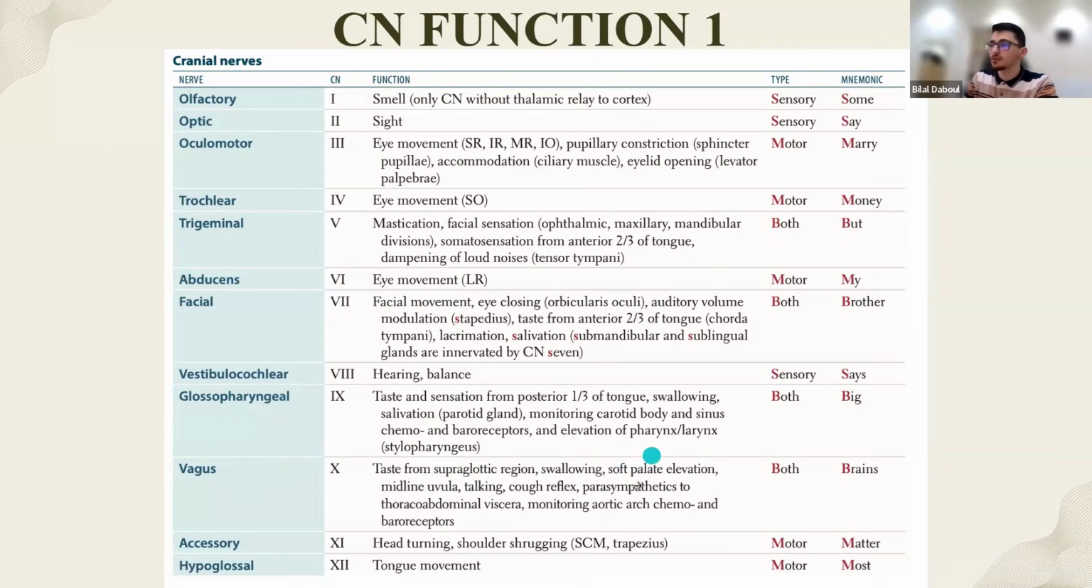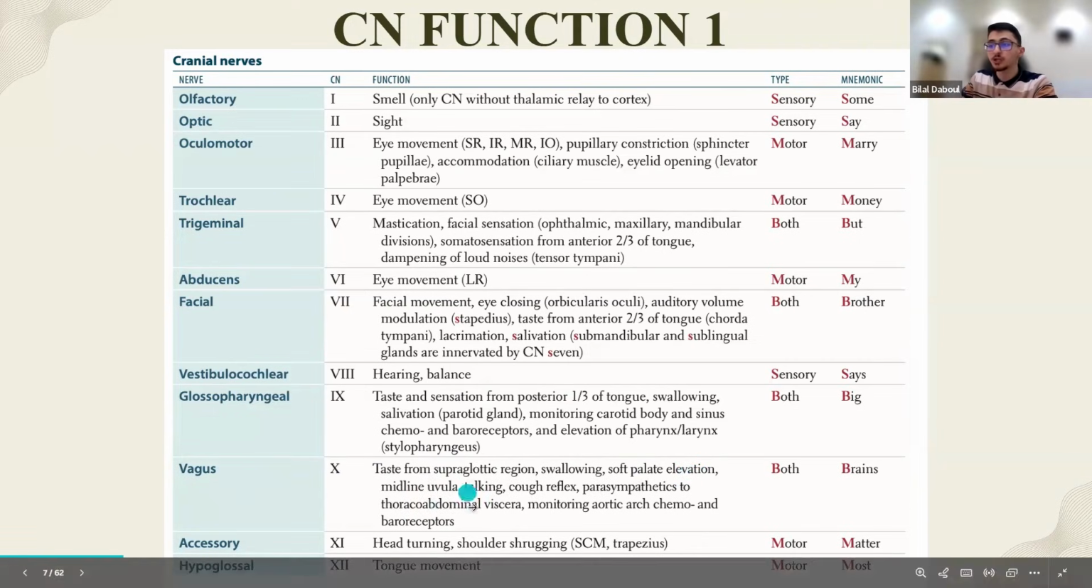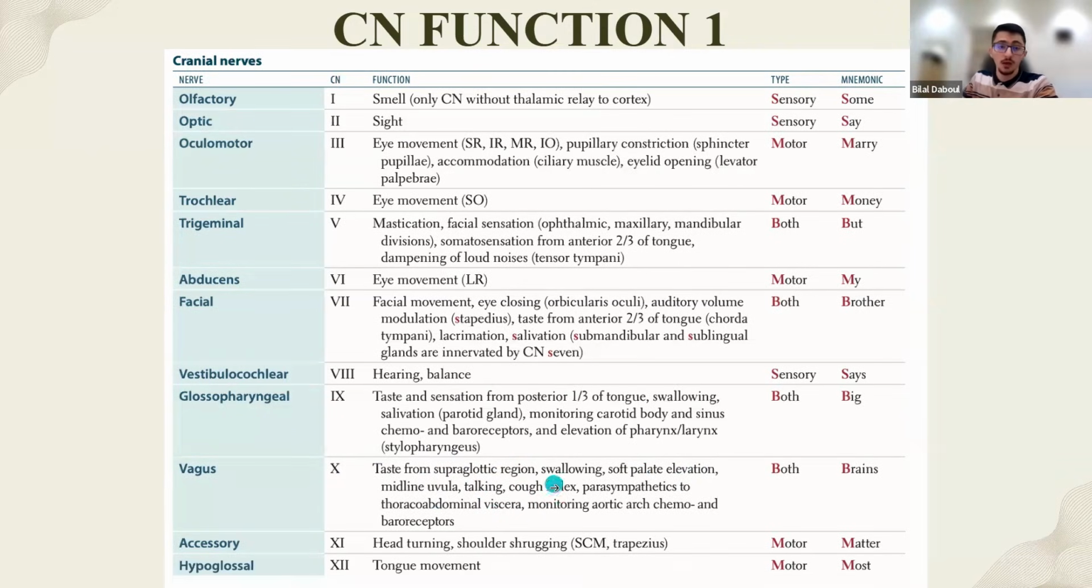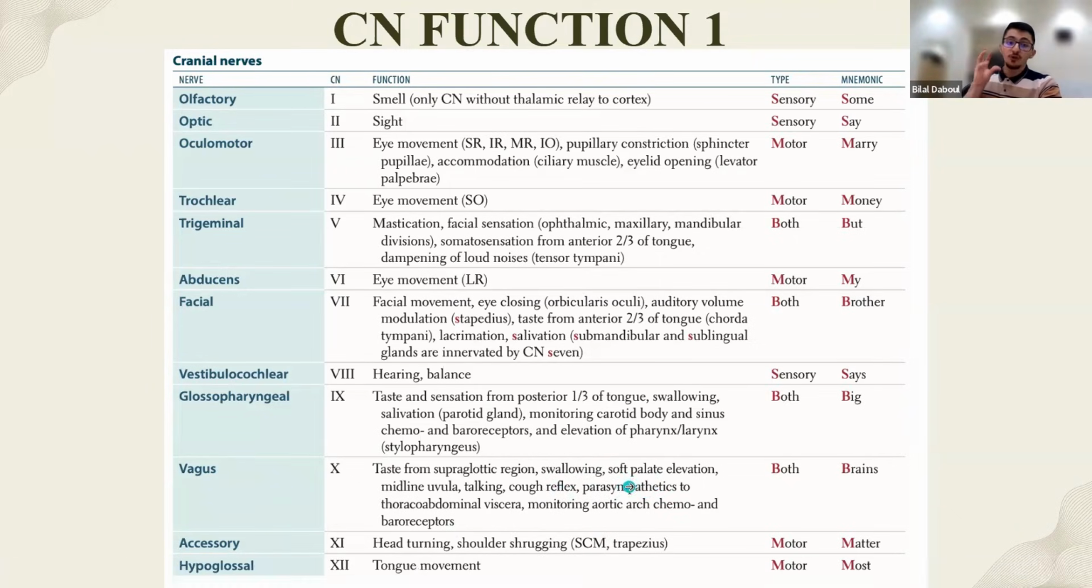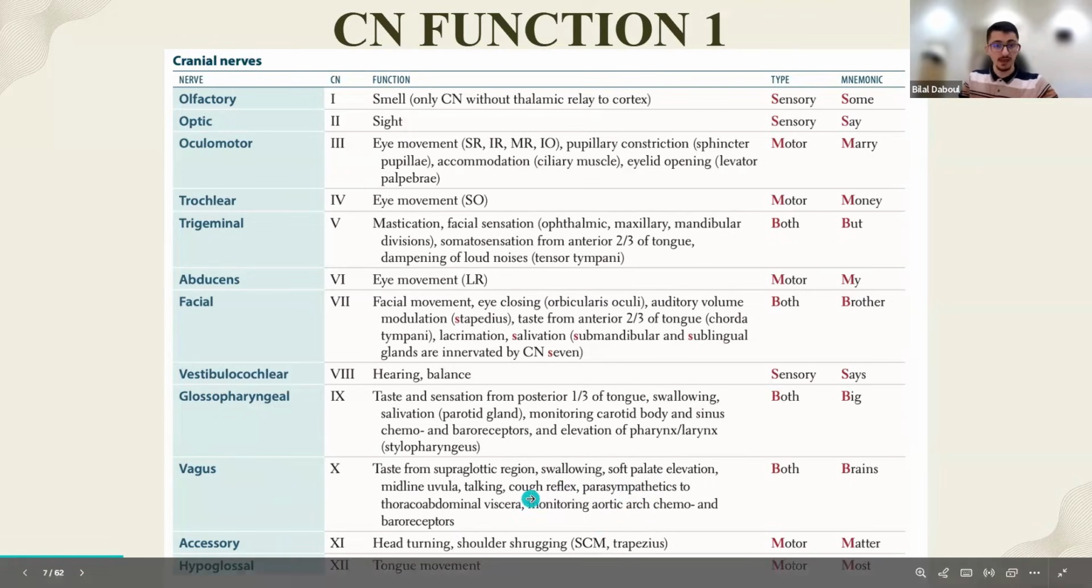It's responsible again for supply to the soft palate, so soft palate elevation, which is a collection of striated muscle, the midline uvula, and talking because it supplies the vocal cord muscles. It's also responsible for the cough reflex, which we'll discuss in more detail later on. So when you swallow something incorrectly and it gets into the bronchial tree or into the carina, the ability to propel the food out of the bronchial tree is also a function of the vagus nerve, by the way. Most importantly, it provides the parasympathetic supply to the thoraco-abdominal viscera, meaning the thorax and the abdomen, up to 2/3 of the transverse colon.